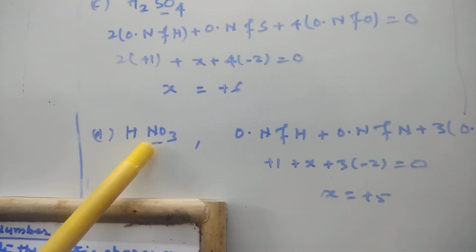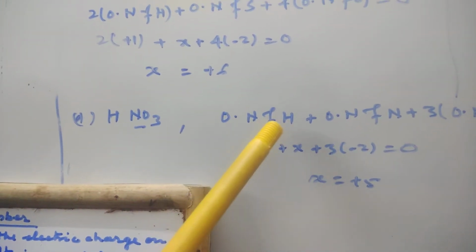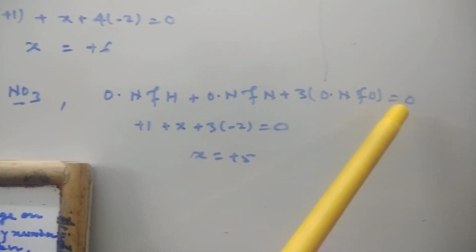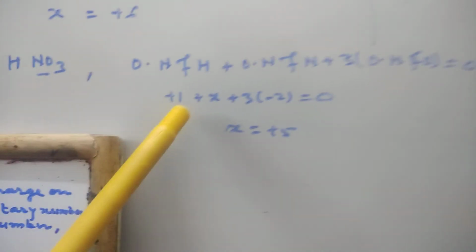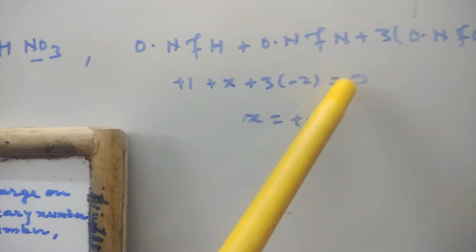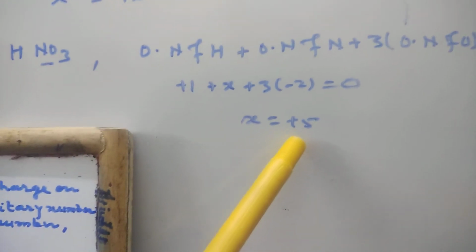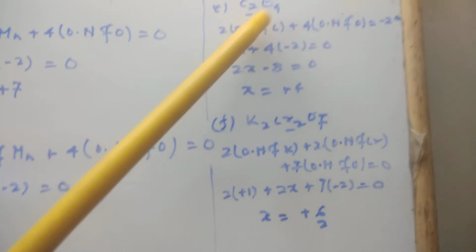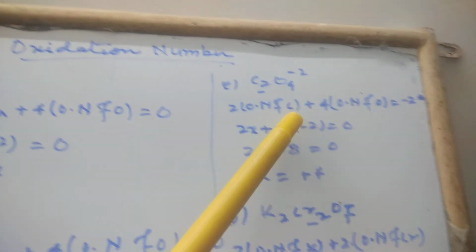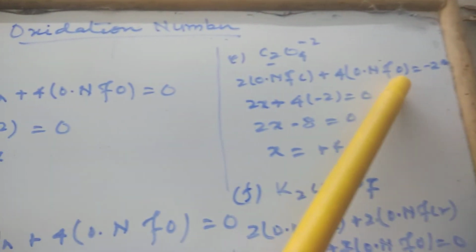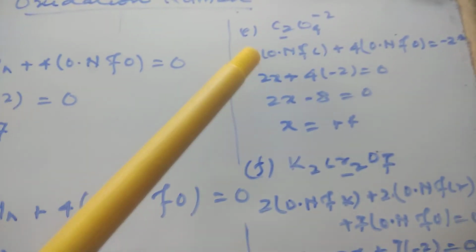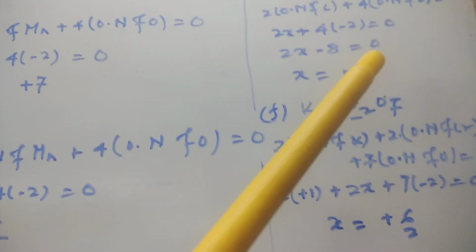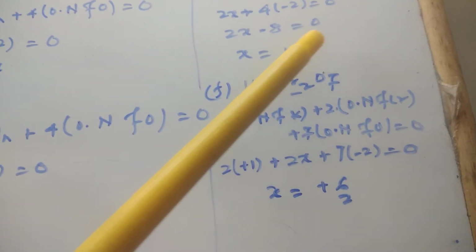In HNO3, the oxidation number of hydrogen plus oxidation number of nitrogen plus 3 into oxidation number of oxygen equals 0. +1 plus x plus 3 into -2 equals 0. On solving, x equals +5. In C2O4 -2 we have to find the oxidation number of carbon. 2 into oxidation number of carbon plus 4 into oxidation number of oxygen equals -2. 2x plus 4 into -2 equals -2. 2x equals +6, so x equals +3.